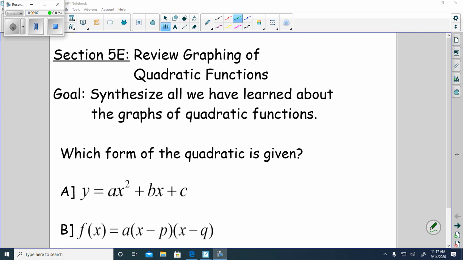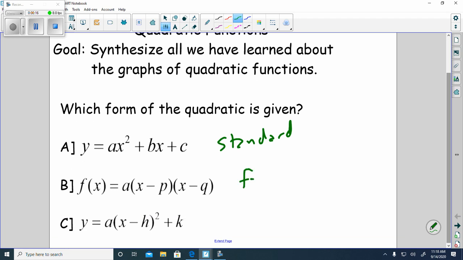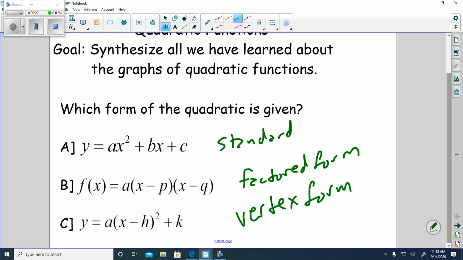We wanted to go over a few forms with you. A is standard form. B is going to be factored form. And the last one is called vertex form. They might have slightly adjusted names, but we'll see later.